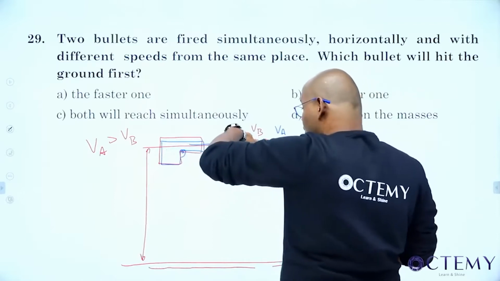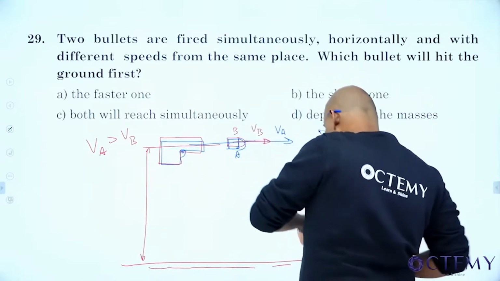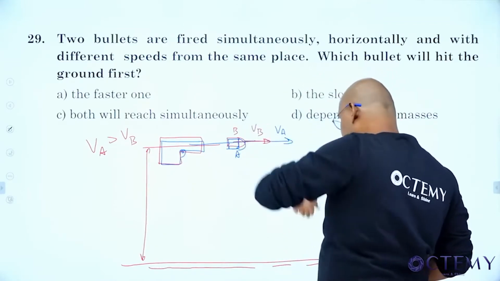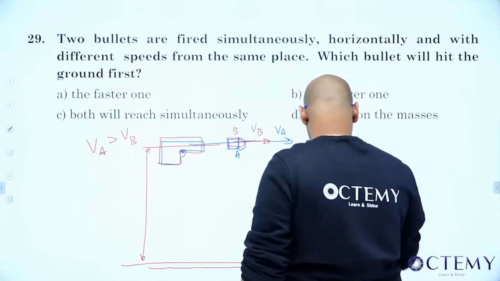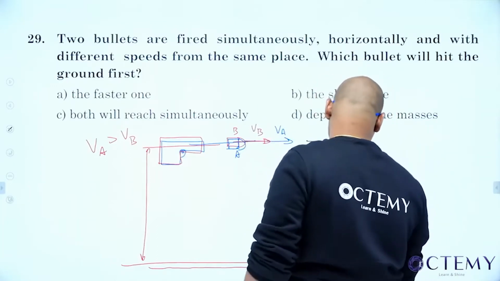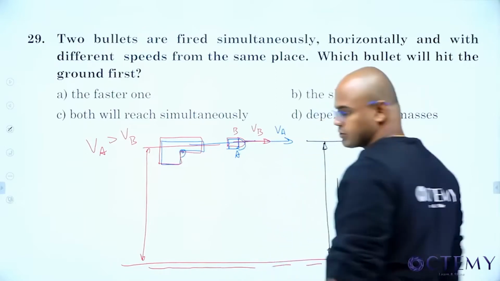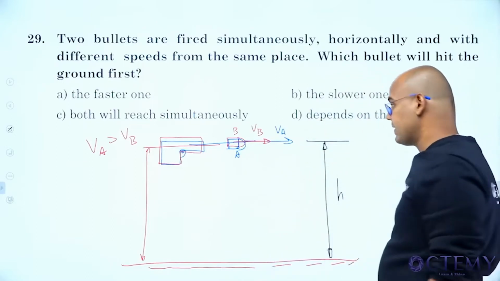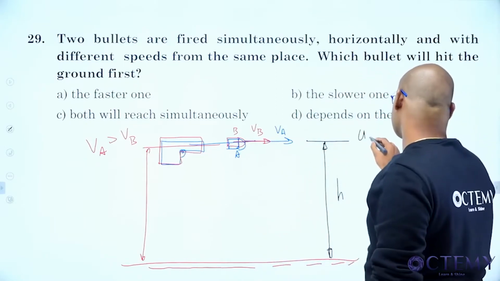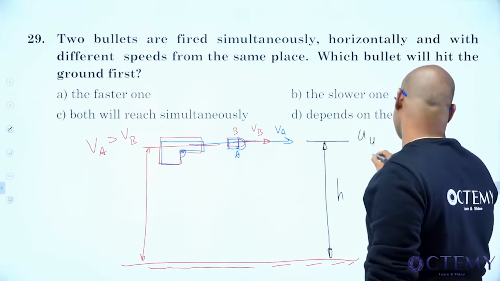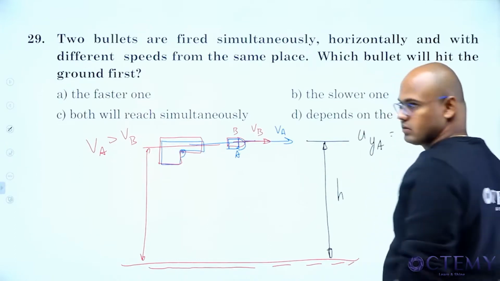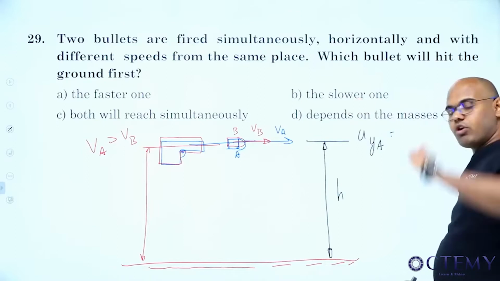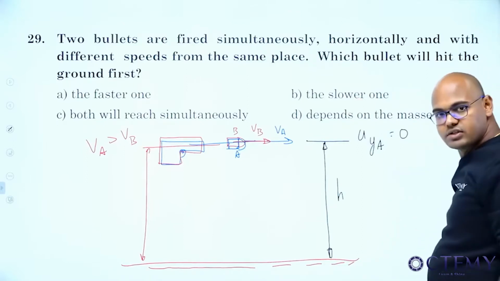Now I want the time taken by the bullet to reach the ground. Both the bullets have to travel the same vertical distance h because they are fired from the same point. What is the initial velocity in y direction for the first bullet A? I have given all the velocity in the horizontal direction, so in the vertical direction it is 0.